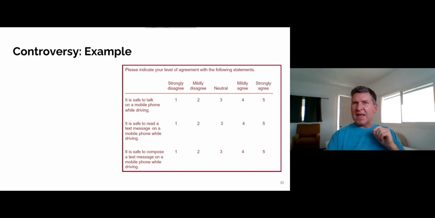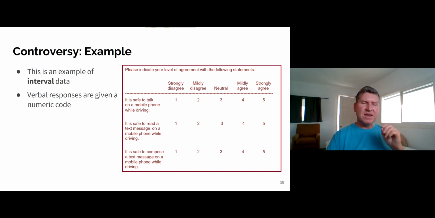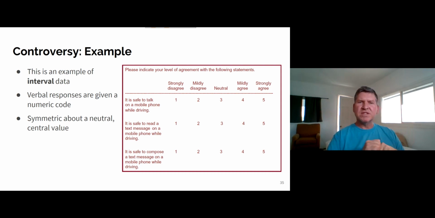Here we can see an ordinal scale from strongly disagree all the way to strongly agree. And this is what we think of as interval data. Remember what interval data reflects. It reflects the fact that the intervals between each of these 5 points for each question are the same. So if somebody gives a numeric code, such as 5 or 2, depending on the question, we can say that it's symmetric about a neutral central value, right?